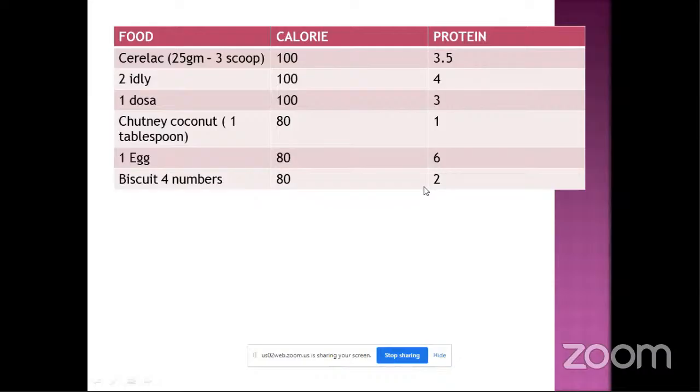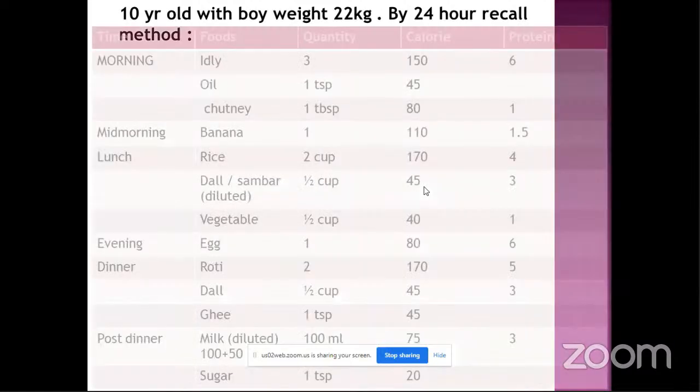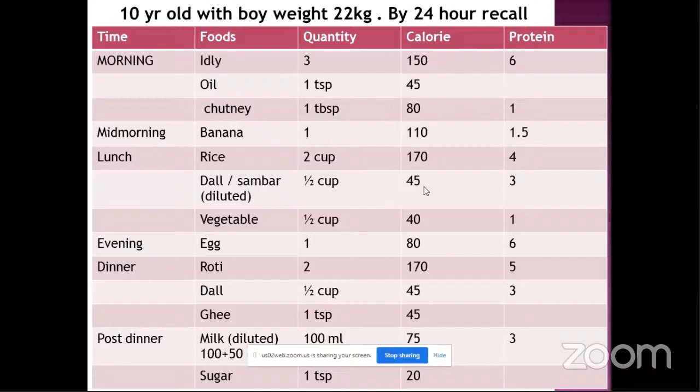So now we know the kilocalorie of each one. So we are going to calculate for a 10-year-old boy with a weight of 22 kg. We are getting a 24-hour recall from the parents. So this is the table that we'll be producing. We'll be having 5 columns: the time, the food, the quantity the child is taking, the calorie, and then protein.